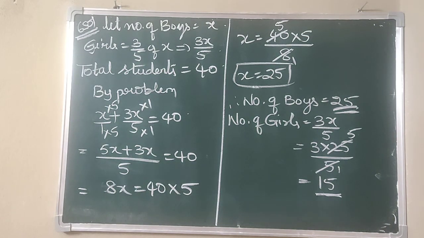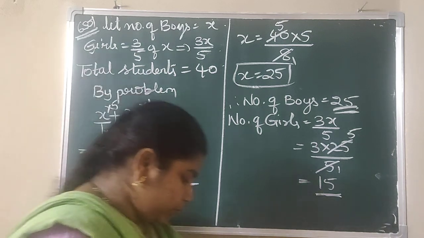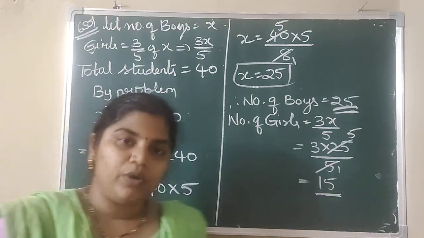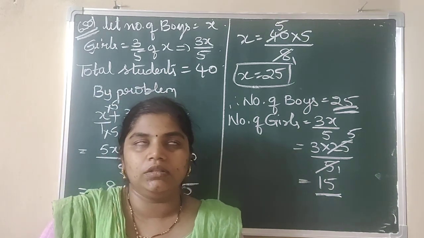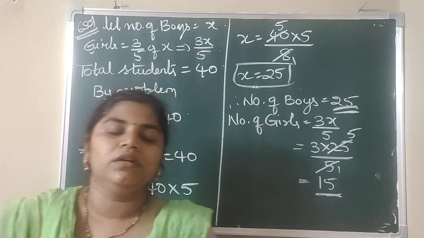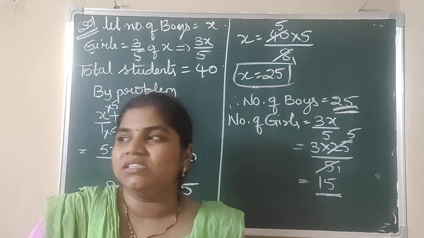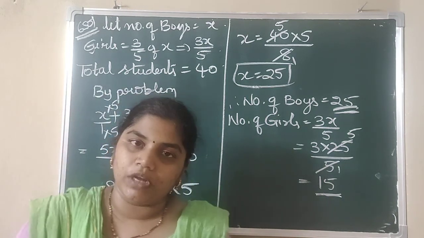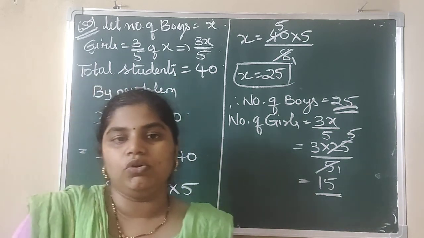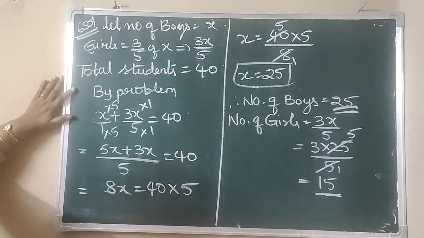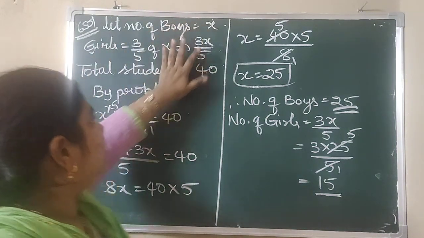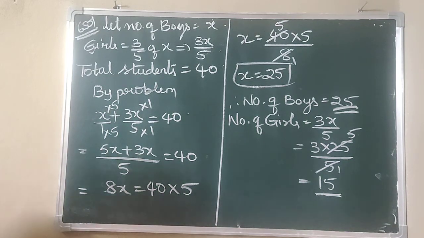So once again, let me say this. They told that the total number of students is 40 and they gave information about girls. How many girls are there? Girls are 3/5 of the boys. So here girls is 3/5 of a number. Boys, how many are there? We don't know, so we are taking it as x. And the total students is 40. So by the problem, if you add the boys and girls, then only you will get the total number of students. So here we are adding x plus 3x/5 is equal to 40.